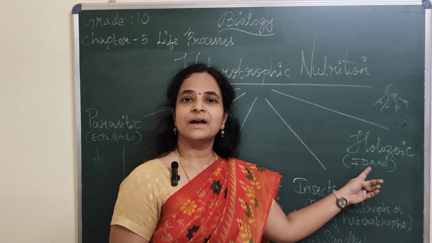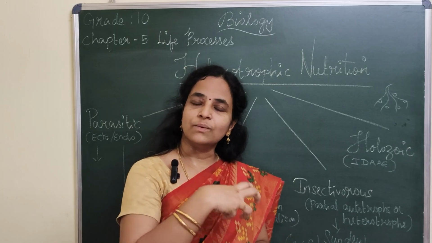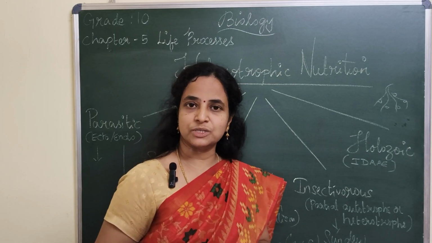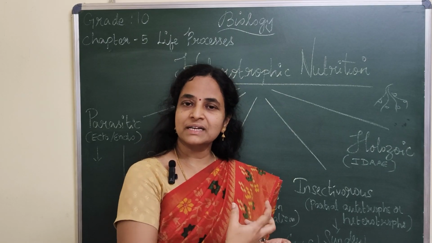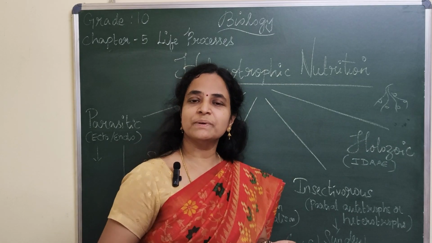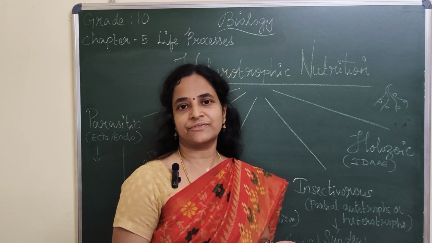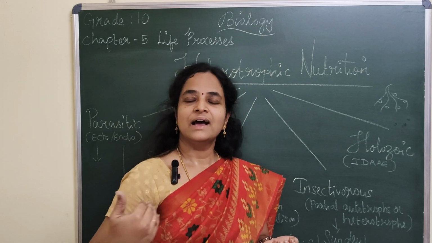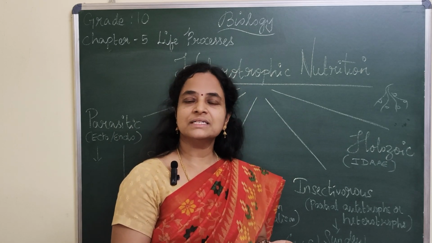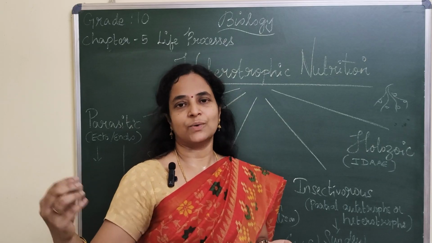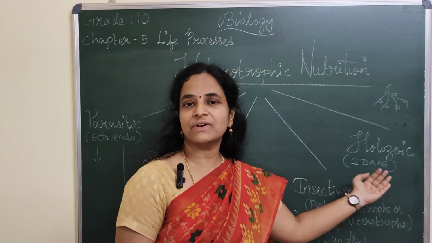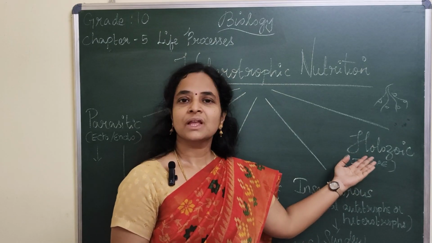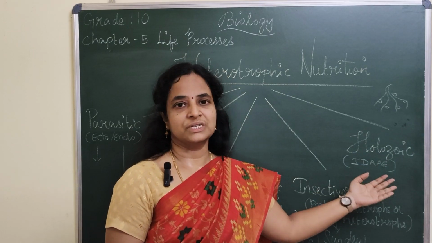What is the third step? After digestion, the wanted material has to be absorbed. And the fourth step, the wanted material that is absorbed has to be transported to all the parts of the body, that is assimilation. And finally, the unwanted substance will be egested. So any living organism that undergoes all these 5 steps, you call it the Holozoic mode of nutrition.